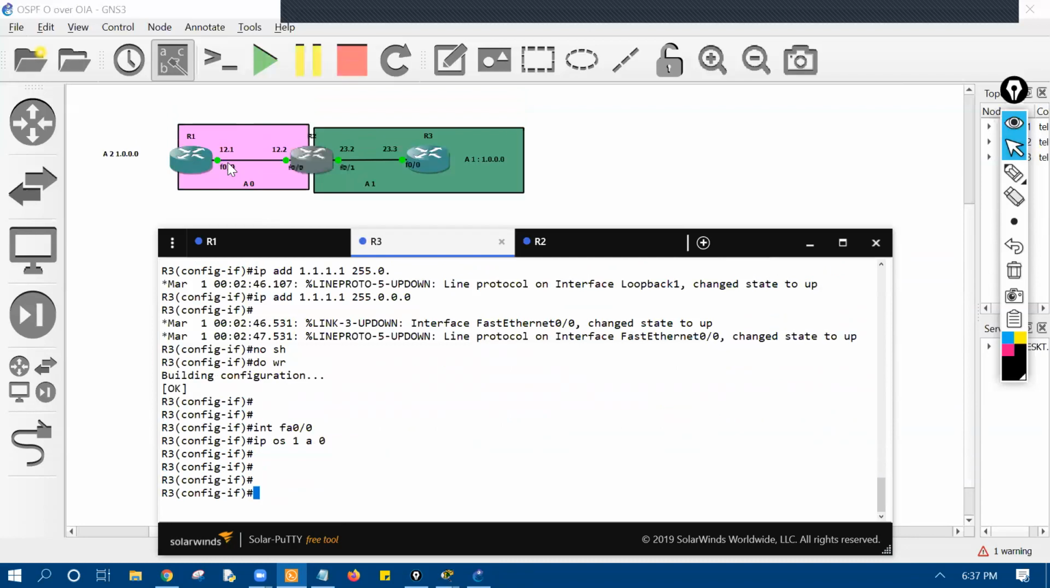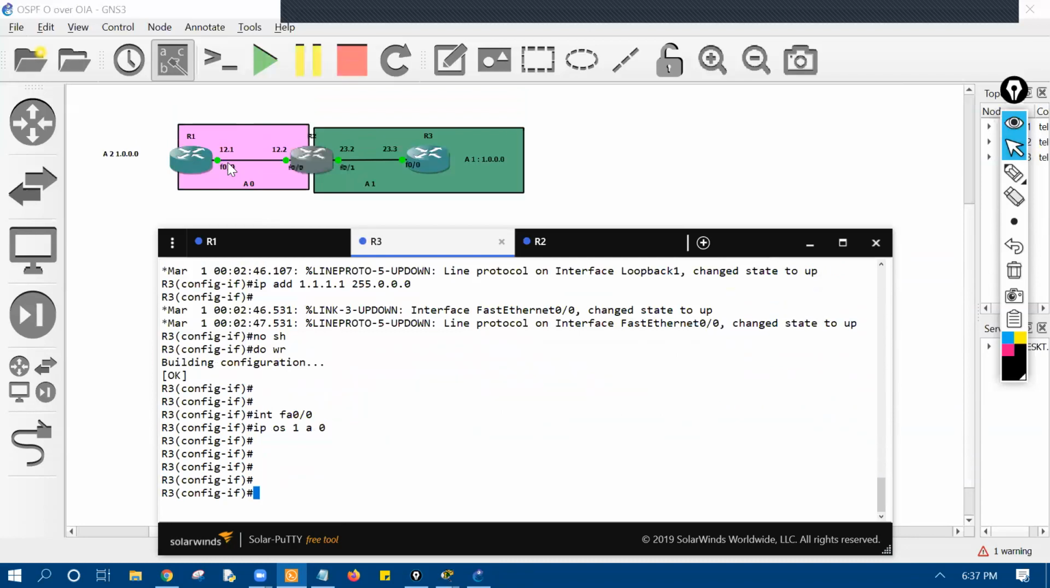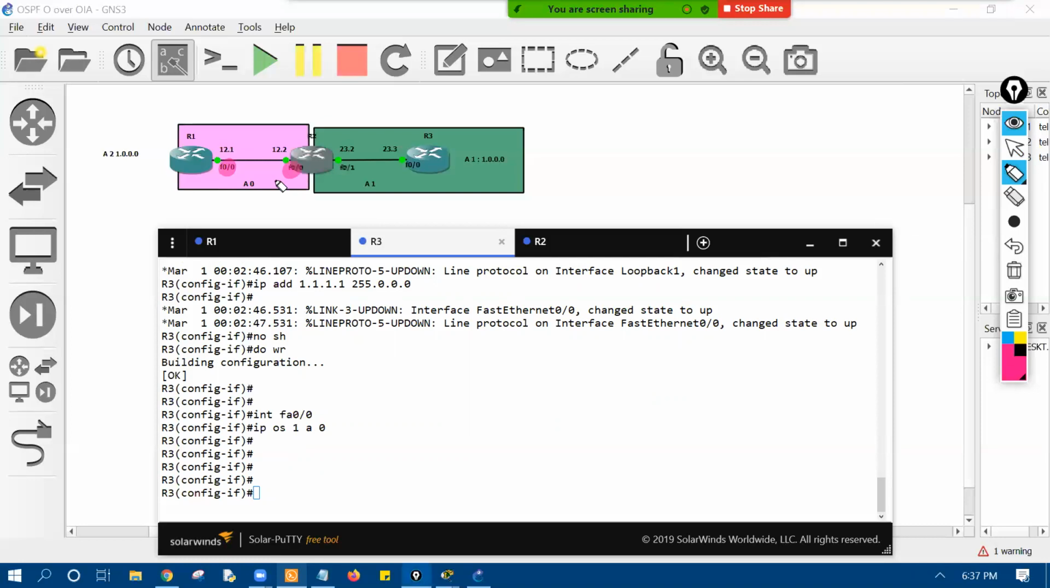Clear? So right now, what happened? I have enabled the OSPF on these 3 links. This one, they will form the area 0 neighborship, and this one the area 1 neighborship, right? Perfect. And this R2 will become the ABR router.